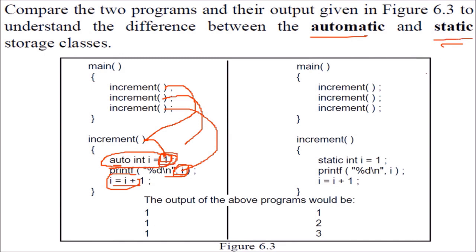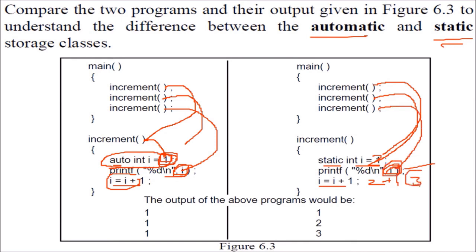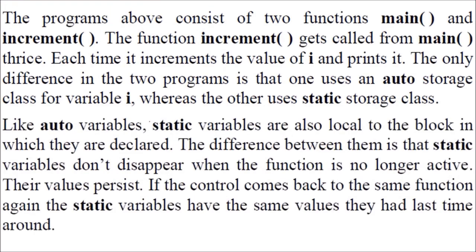But the static class is not like that. If you put it in static, then between the function calls the value will remain the latest one. In the first call, static int i equal to 1, so 1 will be printed. Then i is incremented, so it becomes 2. When the second function call comes, the value has become 2, so 2 will be printed. Now i equal to i plus 1, so 2 plus 1 is 3. Again the function call is made, and now it will be 3. I hope you got the idea. This is how static is different from auto. Static will keep the value between function calls.